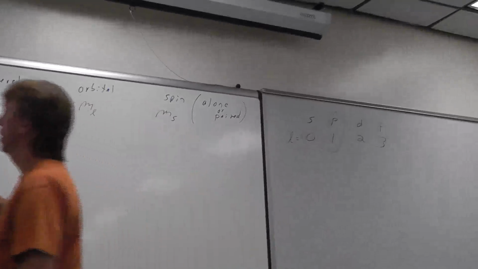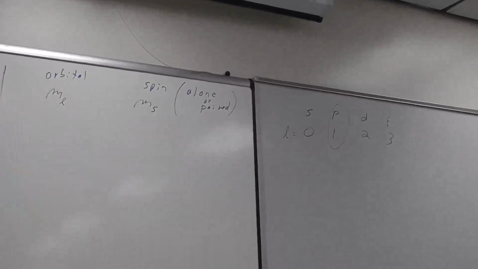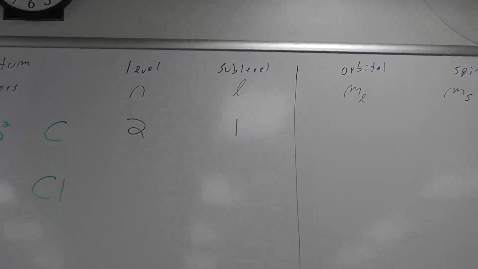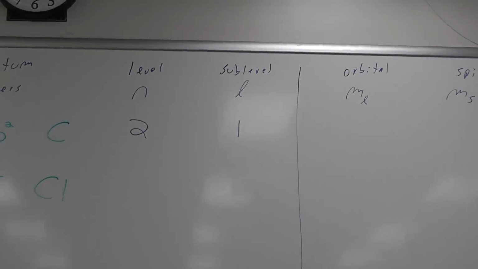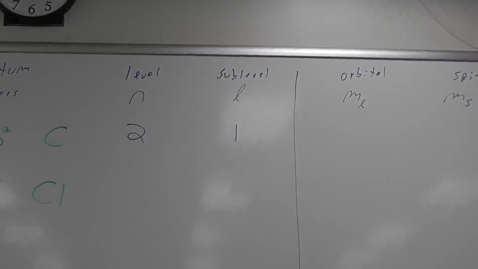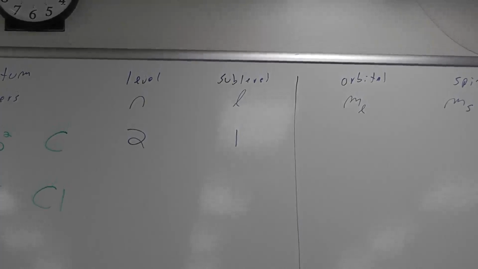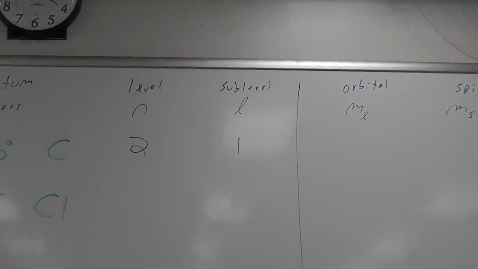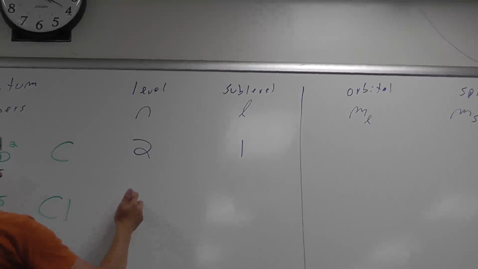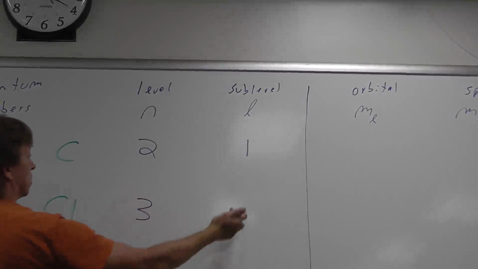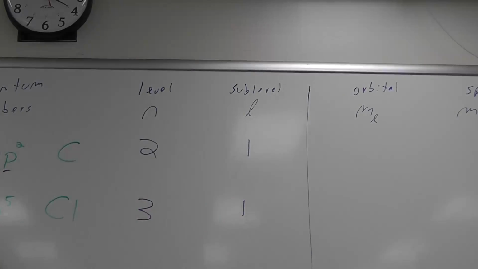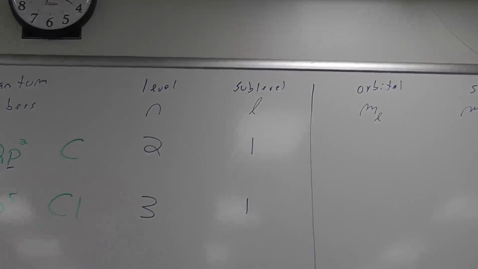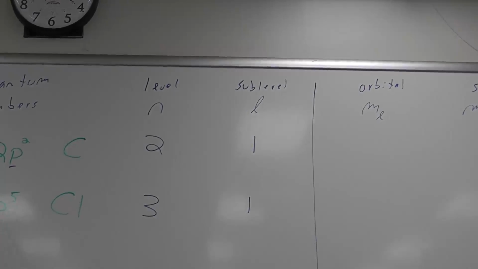And so since carbon ends at the P sublevel, L is 1. No option. L equals 1 means you're talking about a P sublevel, always. SPDF is L values of 0, 1, 2, 3. For chlorine, what's N? 3. And what's L? 1. 3 means 3, and P means 1. Those two quantum numbers come directly out of your configuration.